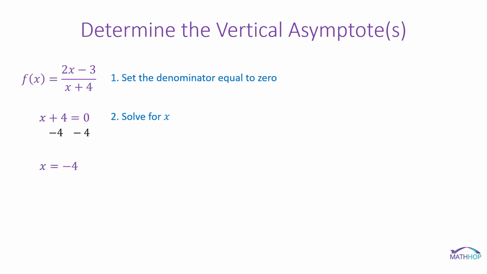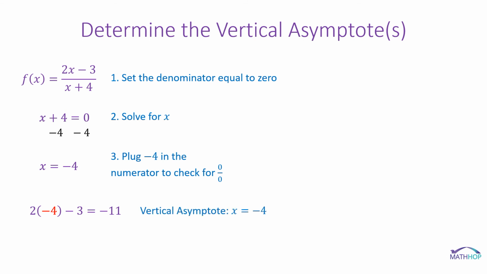Now our numerator is 2x minus 3, so we do have to pop negative 4 up into the numerator. Make sure we don't get a 0. 2 times negative 4 is negative 8. Minus 3 is negative 11. Negative 11 is not equal to 0, so we're good. We have a vertical asymptote at x equals negative 4.